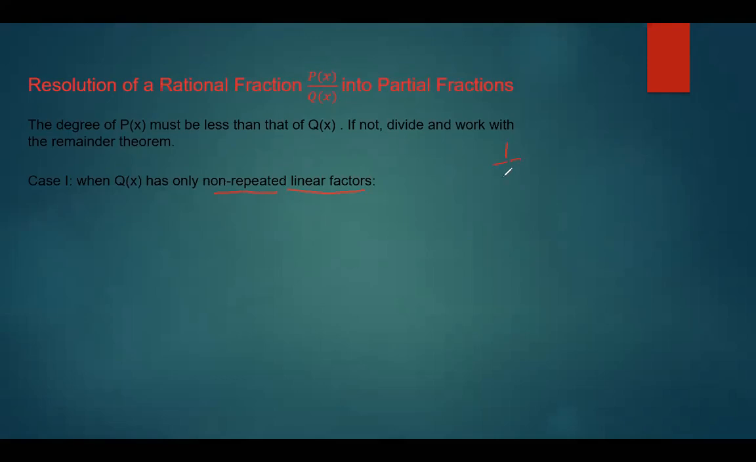For example, 1 over x plus 2 into x plus 3. Now look, these both factors are linear. We take another example, 1 over x square minus 7x plus 12. Now this is quadratic. We resolve this quadratic into linear factors and it will become x minus 3 into x minus 4. This was the first case, non-repeated linear factor.